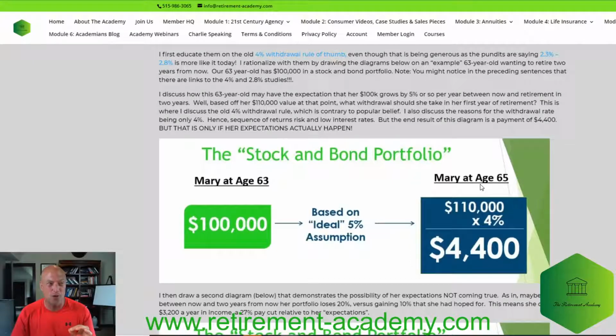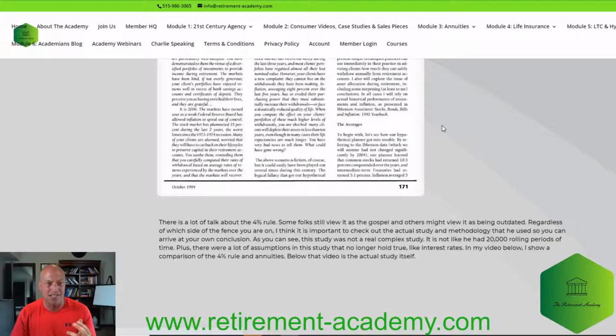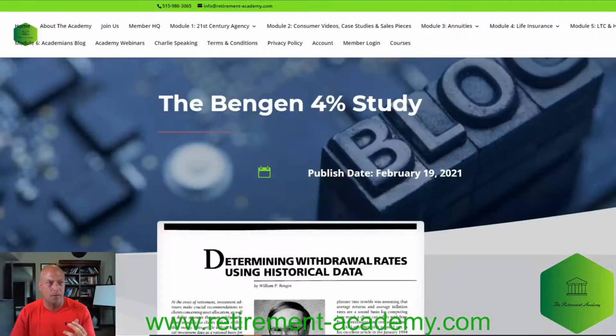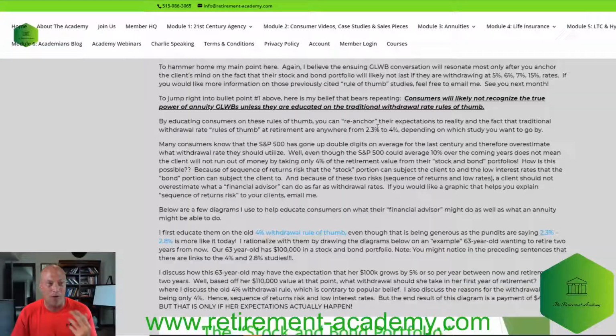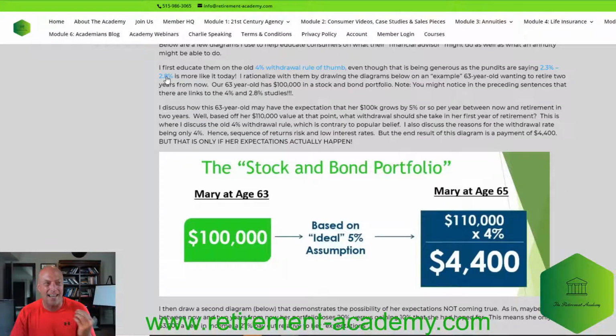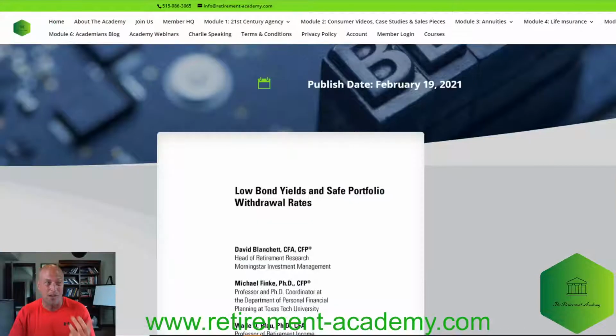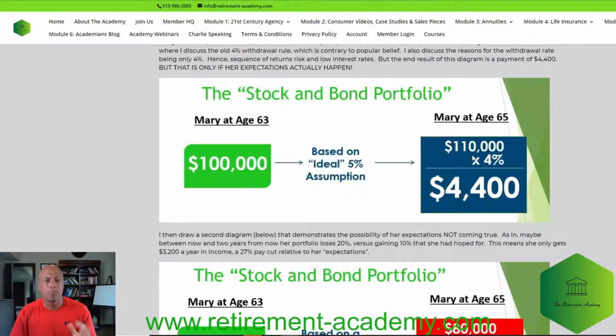It's actually 2.8%, and I reference that up here. And by the way, academians, those of you that have access, there are actually links here that will link you to each of those withdrawal rate studies. So here is a William Bengen 4% rule study. However, that is being really generous, right? Why is that? Because today, the withdrawal rule of thumb is actually more around 2.8%. Well, you guessed it. I have a link to that study as well. But I digress.